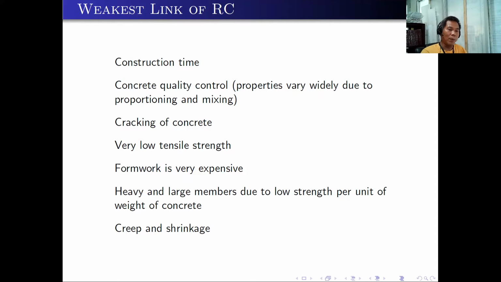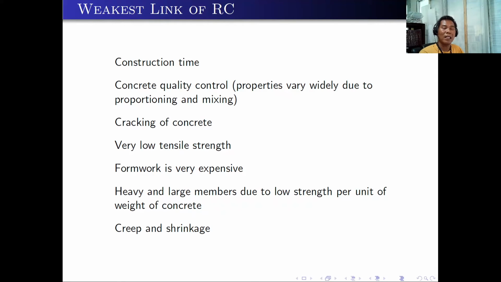Aside from that, there will be cracking of concrete. Also, concrete has a very low tensile strength. Concrete is only good in compression, but really weak in tension. Aside from that, formwork is very expensive. Normally, we can compute that the formwork will comprise around 40 to 60% of the concrete cost.